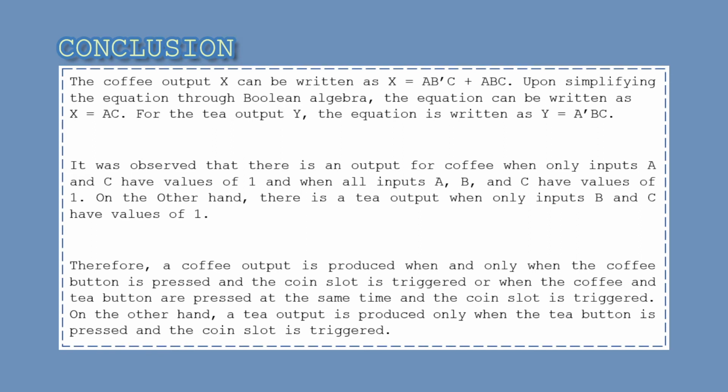Therefore, a coffee output is produced when and only when the coffee button is pressed and the coin slot is triggered, or when the coffee and tea buttons are pressed together and the coin slot is triggered. On the other hand, a tea output is produced only when the tea button is pressed and the coin slot is triggered. So that is it for our experiment for our midterm exam in Digital Electronics Laboratory.